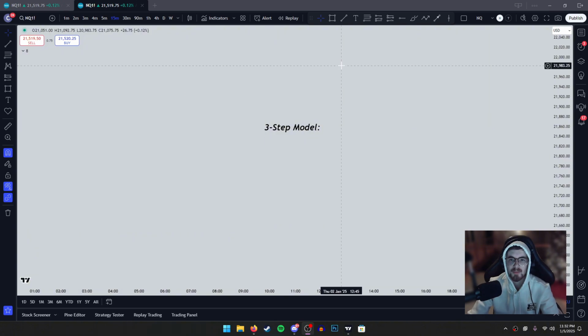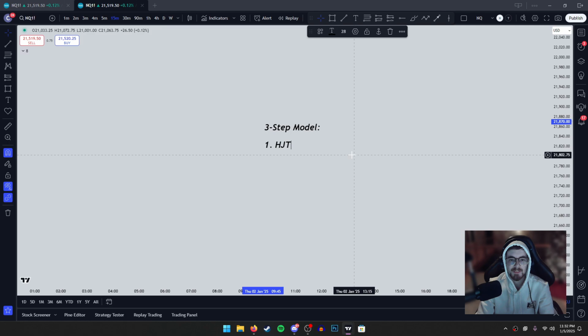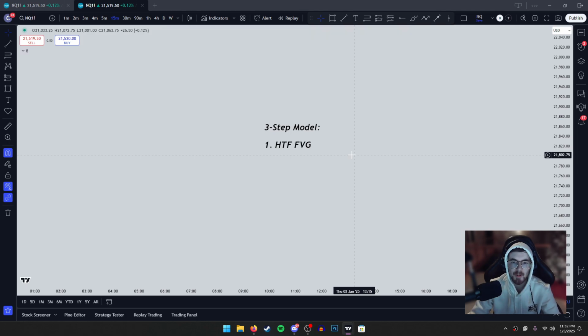So now that you know a little bit of the background, let's just jump straight into all 3 steps of the model. Step 1 being obviously a high time frame fair value gap. Now, obviously, we're going to cover a lot of this more in depth across the next few videos, so don't get worried if you don't understand any of these terms. I will make sure to explain all of them in due time.